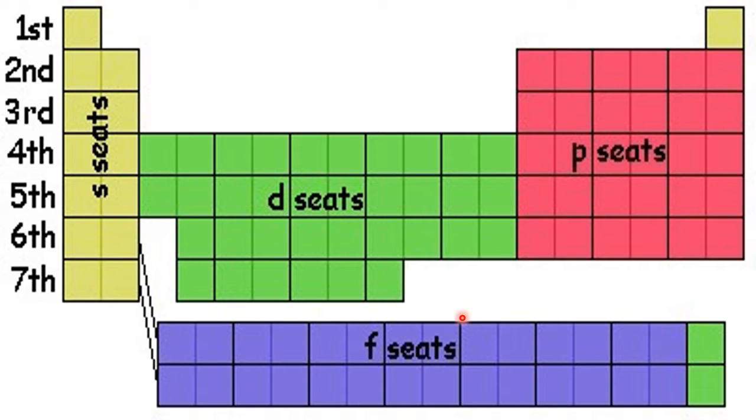This is Chemistry Cinema Hall, where this side S block elements are allowed to sit, and these seats are reserved for P elements, and these for D, and the bottom one for the F. On what ground are these seats reserved in the chemistry cinema hall? It depends on which shell the valence electron enters.